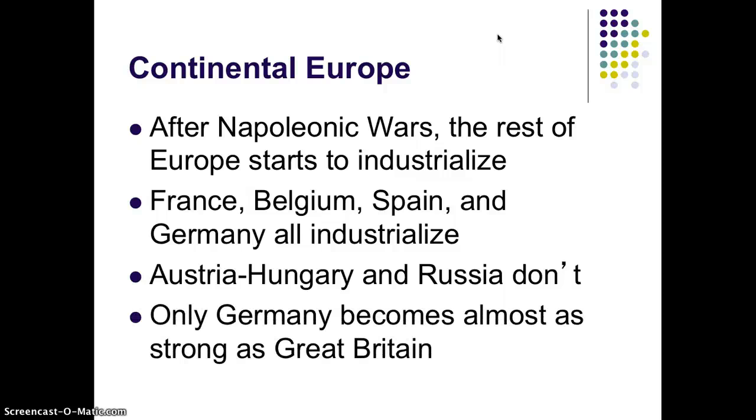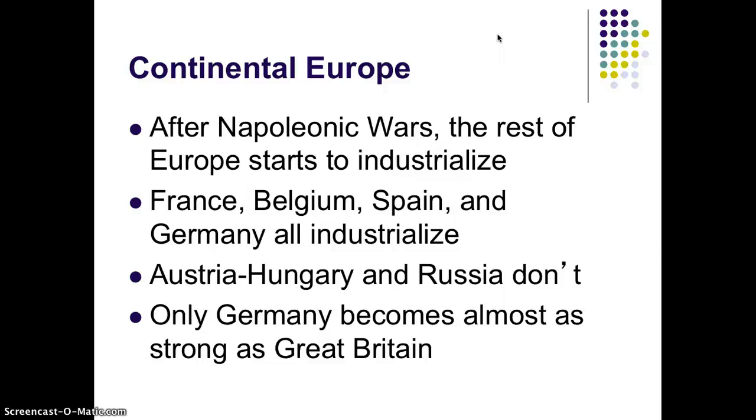But only Germany really becomes a rival to Great Britain. France, Belgium, Spain, they do all right. They do well for themselves. But Germany gets very strong, partly because of unification, but also because of industrialization. And before you know it, at the end of the 1800s, Great Britain is the strongest country in Europe, but Germany is a very close second. And this causes these two countries to become rivals, and it causes a lot of tension between the two countries.